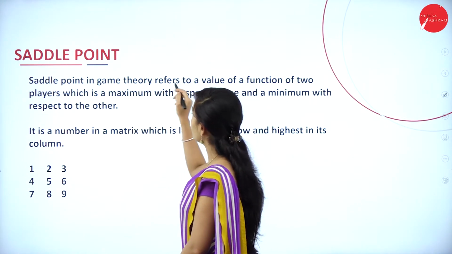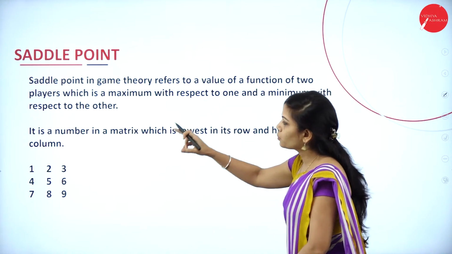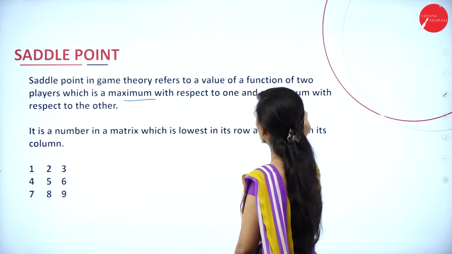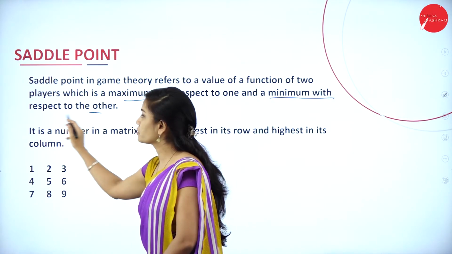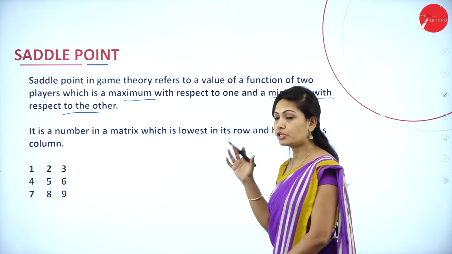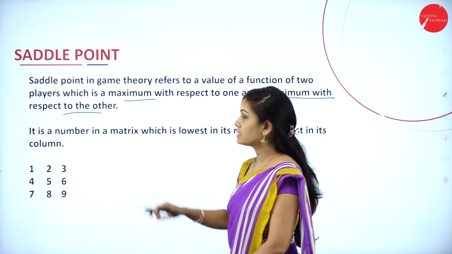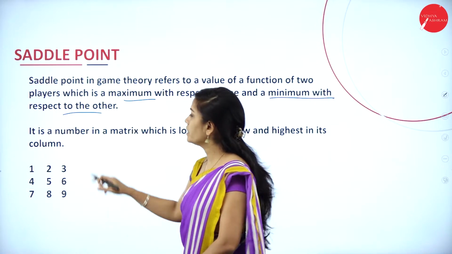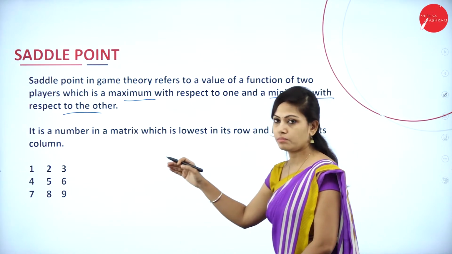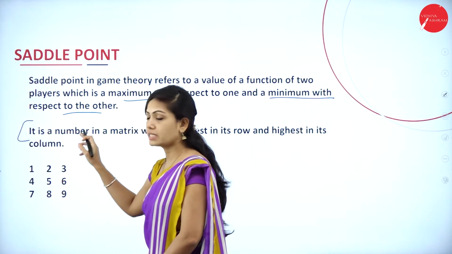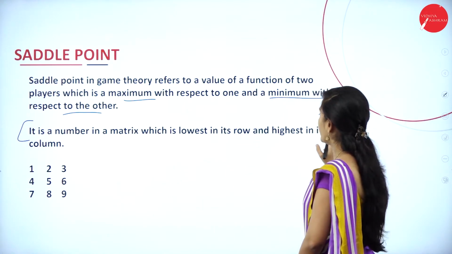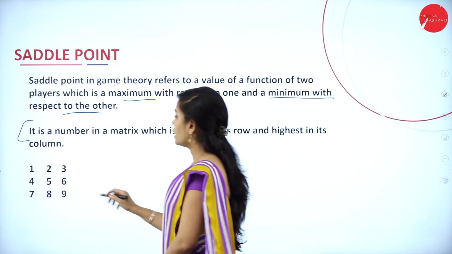Saddle point in game theory refers to a value of a function of two players which is a maximum with respect to one and a minimum with respect to the other. So if your minimax value is equal to maximin value, then we can consider it a saddle point. The definition of a saddle point: it is a number in a matrix which is lowest in its row and highest in its column. Example, I have one matrix.